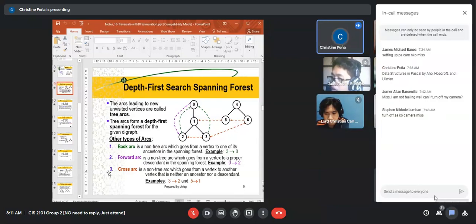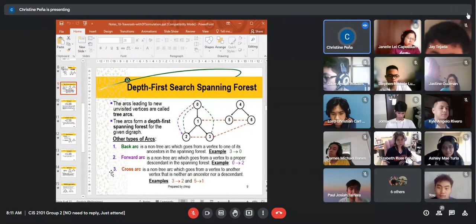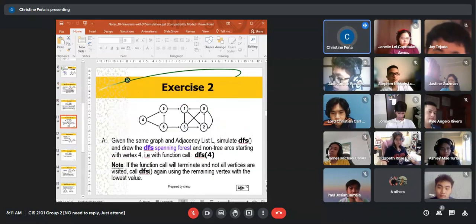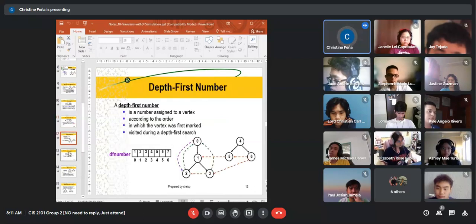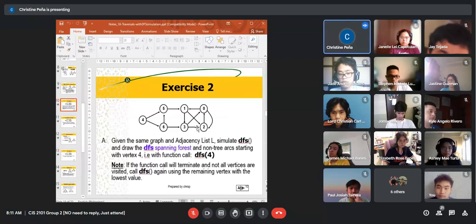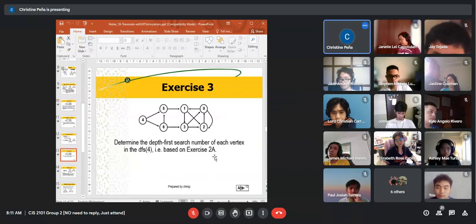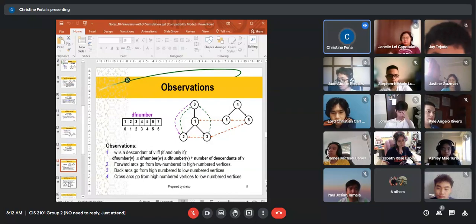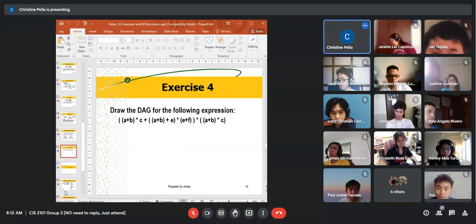For example, how many tree arcs are there? How many non-tree arcs are there? How many forward arcs? And this exercise is a continuation of the previous one. Whatever DFS spanning forest you produce here, this is a continuation of 2A. You can read the observations about the DF number, and then do the exercise. Okay, question?